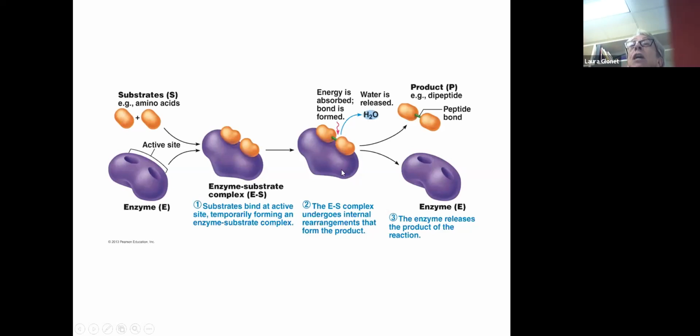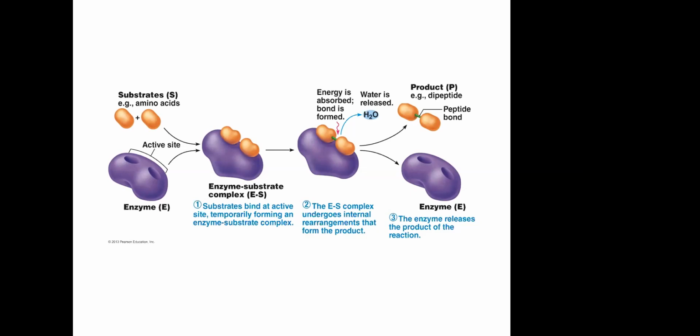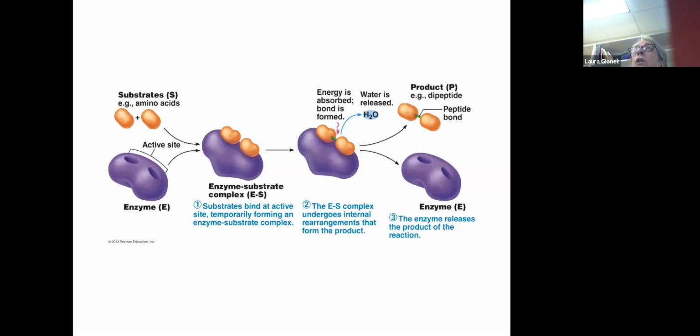It facilitates dehydration synthesis. So here, we go from that, E to number 1, and then number 2, the ES complex undergoes internal rearrangements that produce the product. Look, you can see a water molecule being released. Energy is being stored, creating a bond, right? Dehydration synthesis. And then when it's done, the enzyme just releases the product. So the more enzymes you had, and of course, the more substrates, the amino acids available in the environment, the quicker, the faster you can release your product. And that's why they increase the chemical reactions and lower what's called the activation energy.